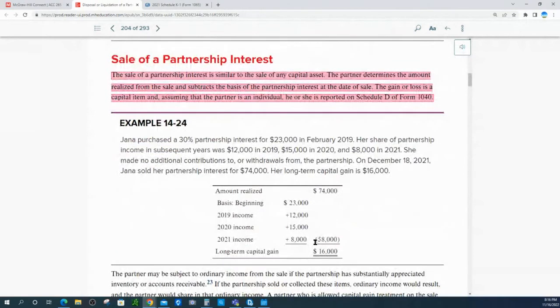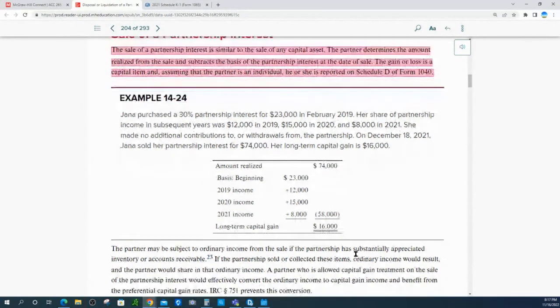Jana purchased a 30% partnership interest for $23,000 in February 2019. Her share of the partnership income was $12,000, $15,000, and $8,000. She made no additional contributions or withdrawals, so her adjusted basis is $23,000 plus $12,000 plus $15,000 plus $8,000, which is $58,000. She sold it for $74,000, so she has a long-term capital gain of the difference, $16,000.